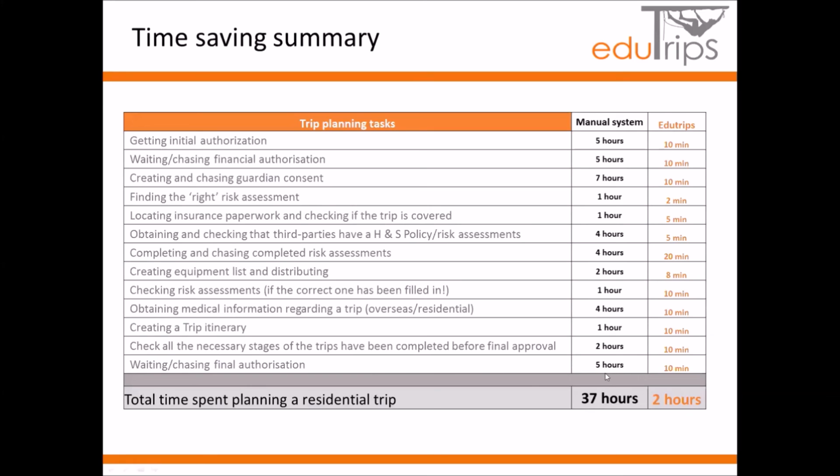So in total, and this is again being quite generous, that's 37 hours on average. So you can imagine that's a full working week for an individual. And obviously that time could be better used teaching rather than on administration tasks and planning the trips. So as you can see, this can save a significant amount of time when using an online system such as EduTrips.